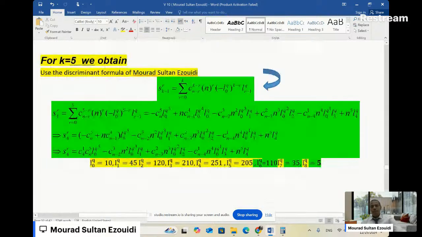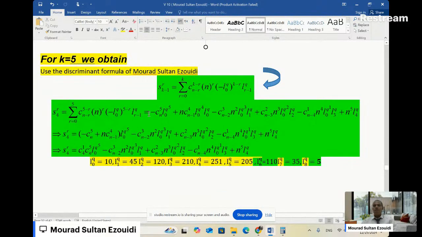Now I will just put k equal 5 in the discriminant formula, and it will be equal to negative combination n plus 5 times L042 to the power 5, plus n times combination n minus 1 equals 4, L042 to the power 4 times L042, minus combination n minus 3, n squared, L042 to the power 3 times L1, plus combination n minus 2, which is 2, times n cubed times L042 squared times L2 of 42, minus combination n minus 4, which is 1, times n raised to the power 4 times L042 raised to the power 1 times L3 of 42, plus n raised to the power 5 times L4 of 42.